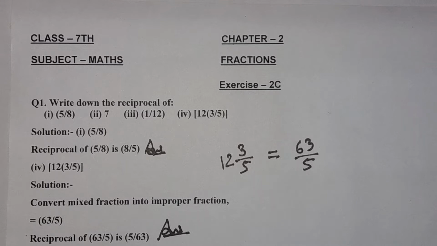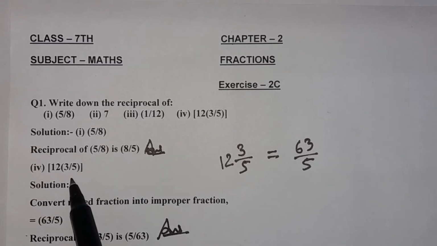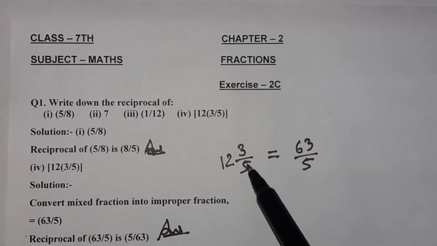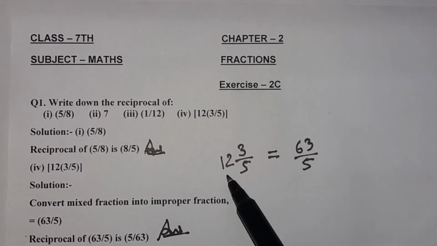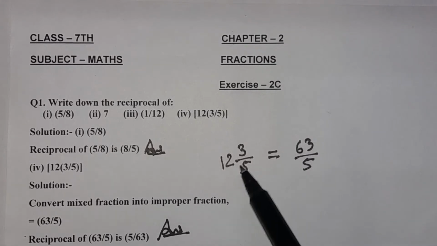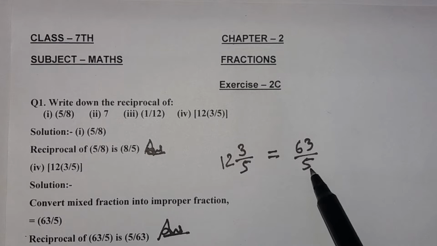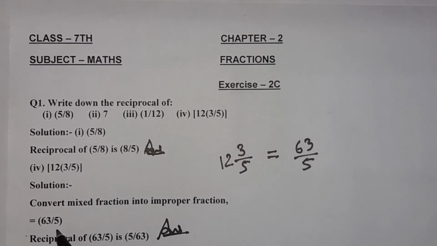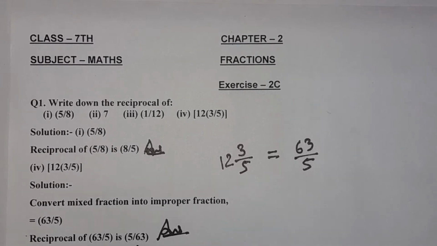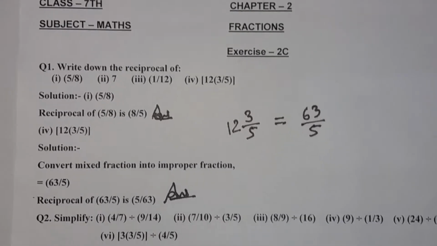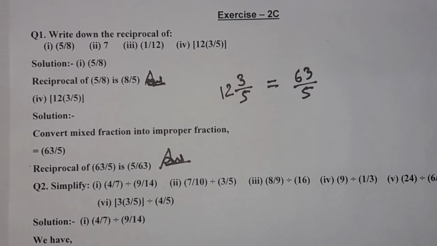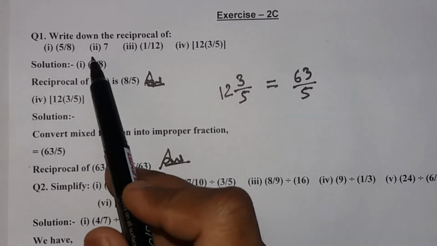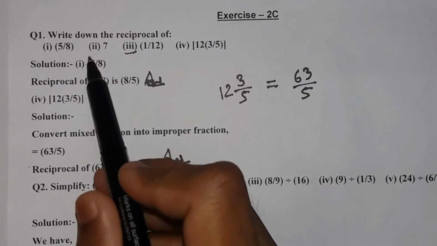Now after this, see the fourth part, 12 whole 3 upon 5. So 12 whole 3 upon 5 can be written as 5 into 12 will be 60, 60 plus 3, 63. So here we have 63 upon 5, and the reciprocal of 63 upon 5 will be 5 upon 63. So 5 upon 63 will be the answer. In this you can try the second part and third part.